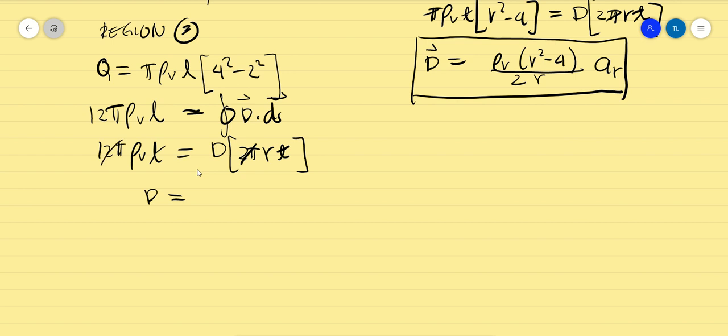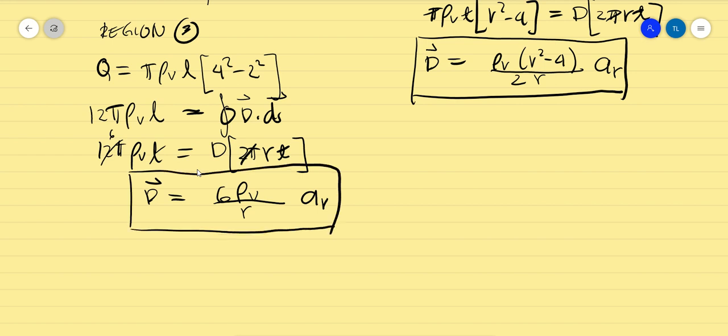Here we have 6, so D equals 6 times rho V divided by r, the remaining factor, and the direction is still in the a_r direction. So this will be our flux density outside the whole cylinder. Okay, so one last example before we end this one.